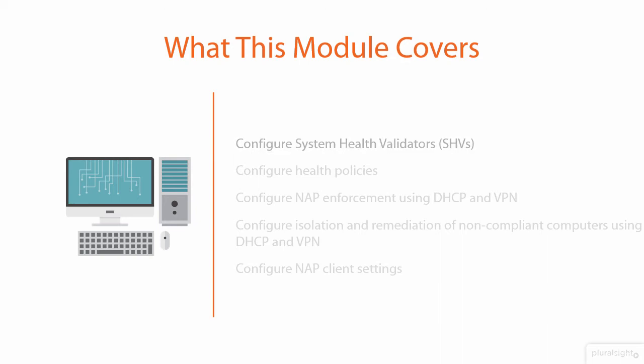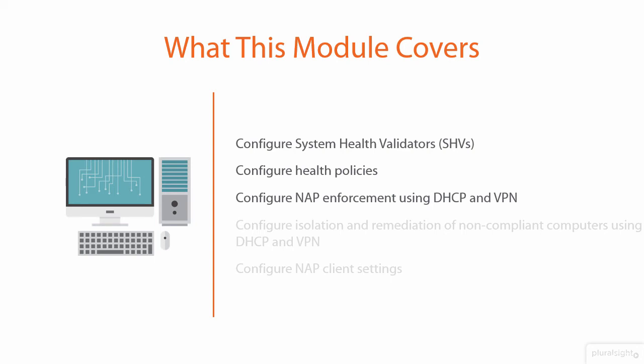We here in this module will talk about the different system health validators, specifically the one that's available right out of the box, and the different settings that you can set, again, at a very high level, very coarse in terms of its granularity, for what defines a statement of health for those clients coming in. We will use those to define health policies, or very similar to the network policies we configured back in that last module, a further definition of what we consider to be healthy and what we should do if someone is not. We'll take a look at NAP enforcement using two different vectors.